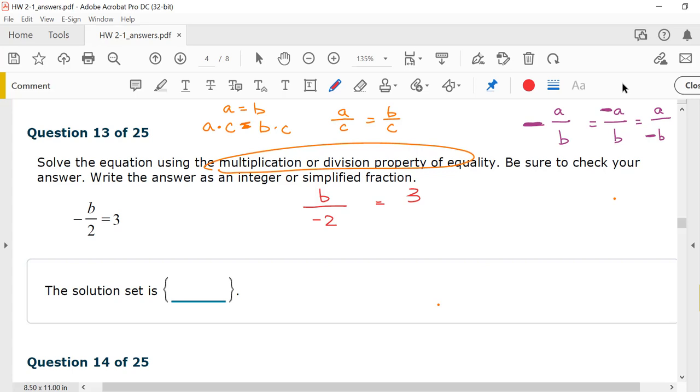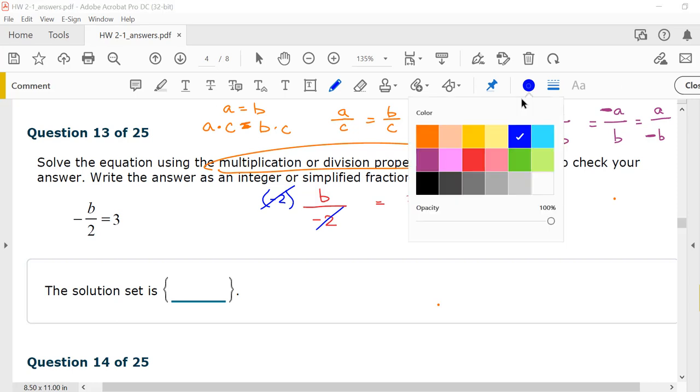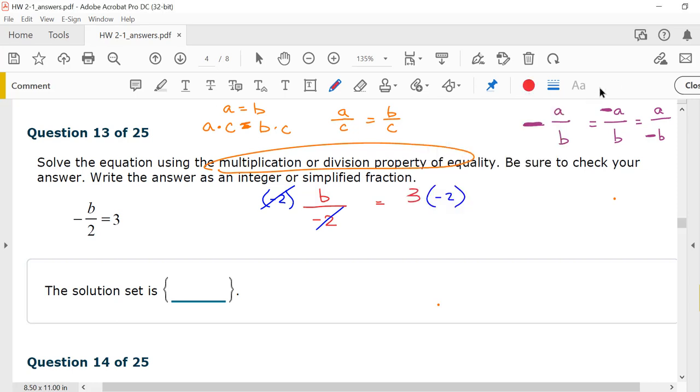We want to get B by itself. Right now, we're dividing B by negative 2. So I'm going to multiply both sides by negative 2 so that I have a negative 2 in the numerator and the denominator on the left-hand side. Negative 2 over negative 2 is 1, so I'm left with just B on the left-hand side of the equal side. And 3 times negative 2 is negative 6. So B equals negative 6.